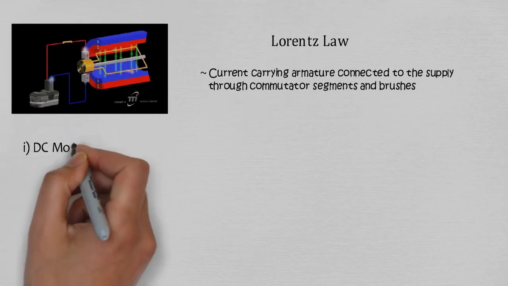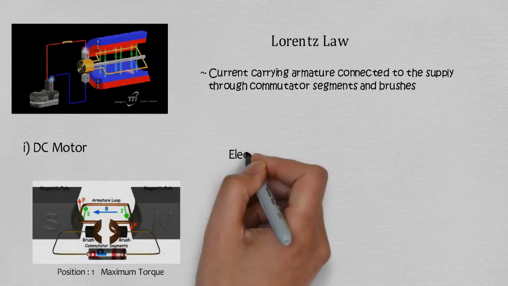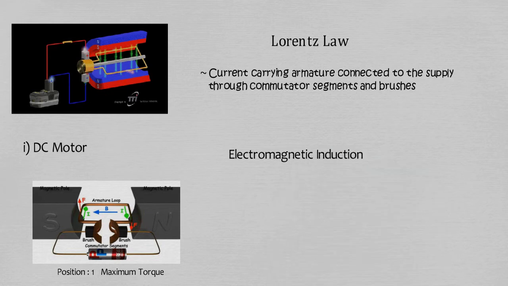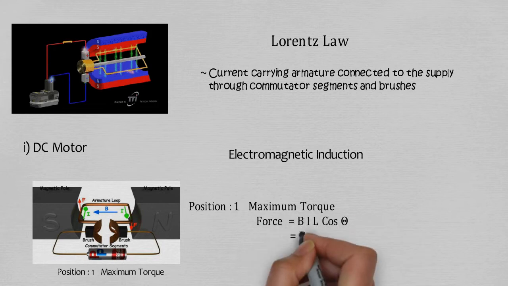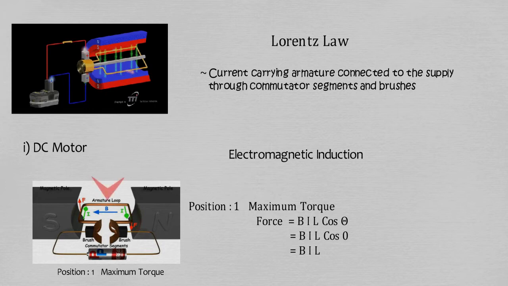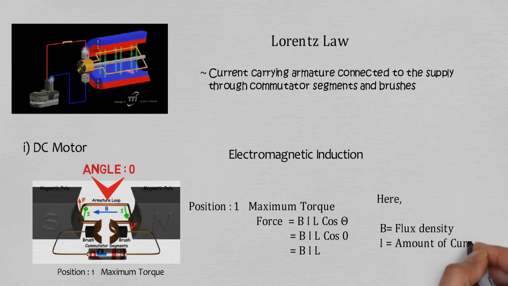Here, in the figure, one of the positions of magnetic field and conductor is shown. Produced torque will change by the mentioned equation and it will change by the cosine of the angle. Let's consider position 1. Here, the angle between conductor and magnetic flux line is 0. It will produce the maximum amount of torque, equal to the multiplication of flux, amount of current passing through the conductor, and length of the conductor.